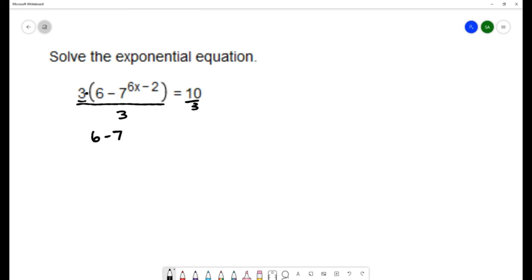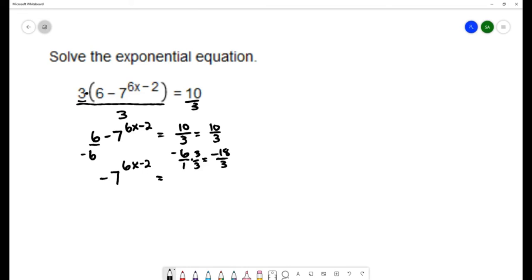6 minus 7 to the 6x minus 2 equals 10 over 3. I want to get rid of this 6 by subtracting 6 on both sides. That gives negative 7 to the 6x minus 2 equals, and let's combine these together. In order to combine the fractions, we need a common denominator. I'm going to leave the denominator of 3. Let's multiply by 3 over 3 to get negative 18 over 3. And when we combine those together, we get negative 8/3.